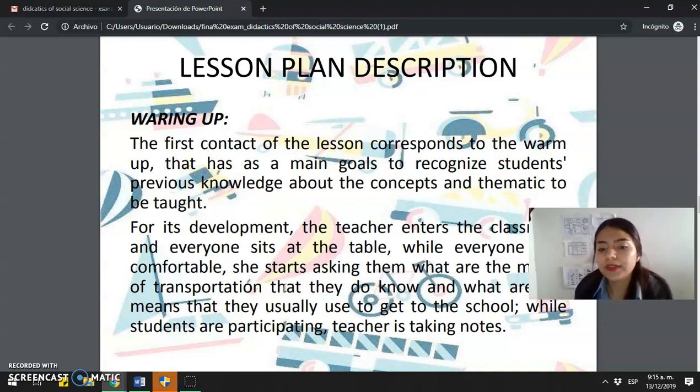For its development, the teacher enters the classroom and everyone sits at the table. While everyone gets comfortable, I am going to start asking them what means of transportation they know, or what means of transportation they usually use to get to school. While the students are participating, the teacher is taking notes.